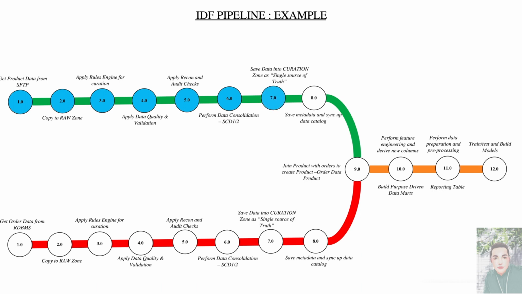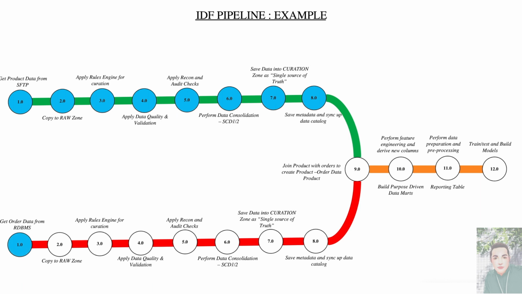And eventually I save the data into a single source of truth. In this case, let's call it the silver zone or the curated zone. And as a byproduct, we sync up the entire process into a metadata repository. So all the rules, all the changes, all the validations, all the lineages that we have captured in steps 1 to 7 get converted into a single metadata repository so that people can understand how the data in the curation zone, in the silver zone, came into being.